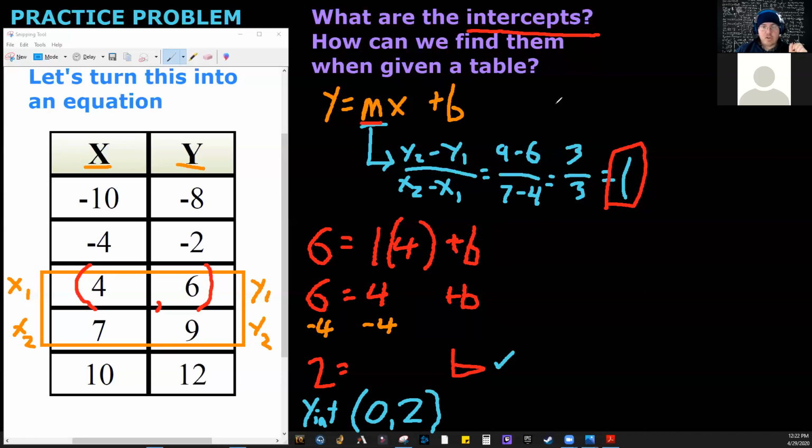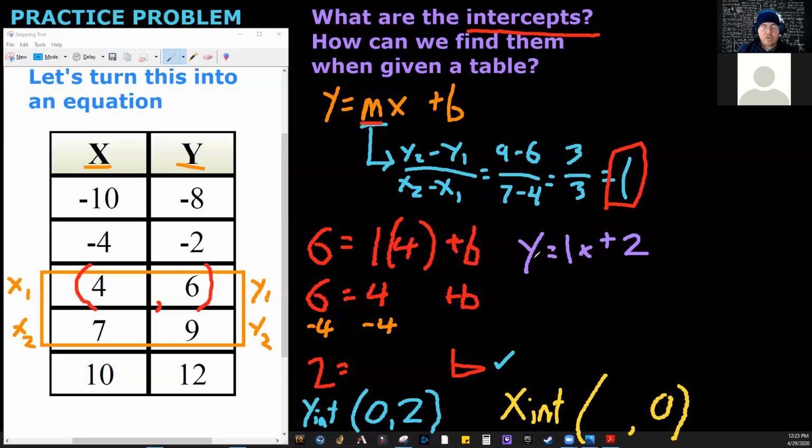Well, let's rewrite the equation that we just uncovered for ourselves. And that is y equals 1x plus 2. That's our linear equation. The slope is 1 and the y-intercept is 2. Now, from what we've been studying this whole time, we know that our x-intercepts have y values of 0. So what if we took this equation and just put a 0 in for the y value?